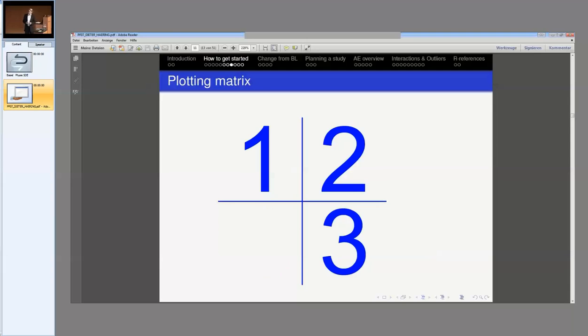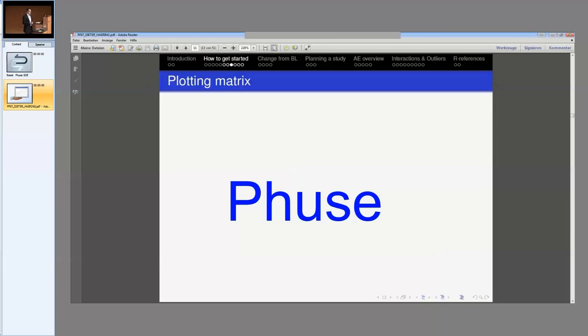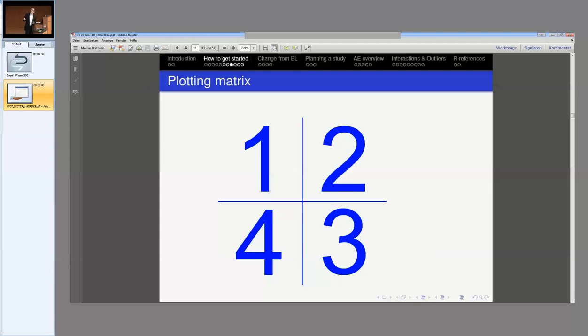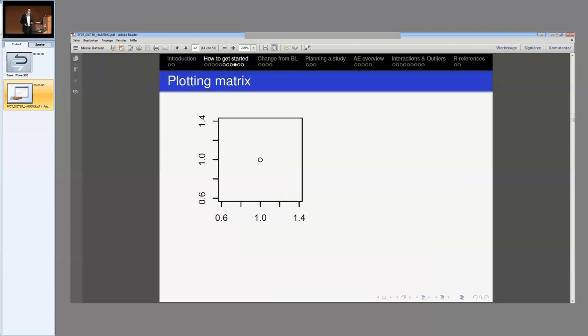And the second one is this plotting matrix, so that you have control over how you want to present several plots on one page. So there is a first graph and the second one, a third and the fourth. So I show you how that is done.